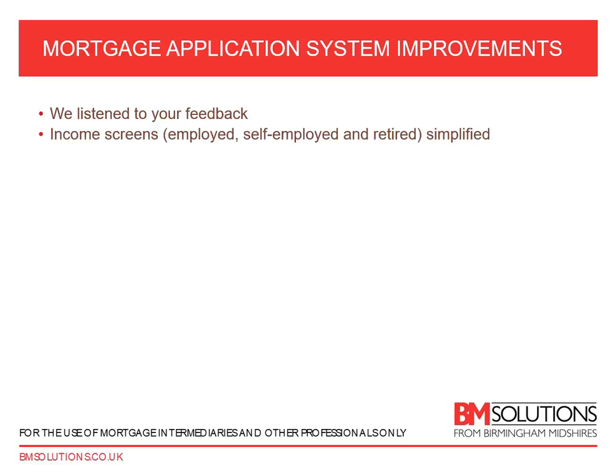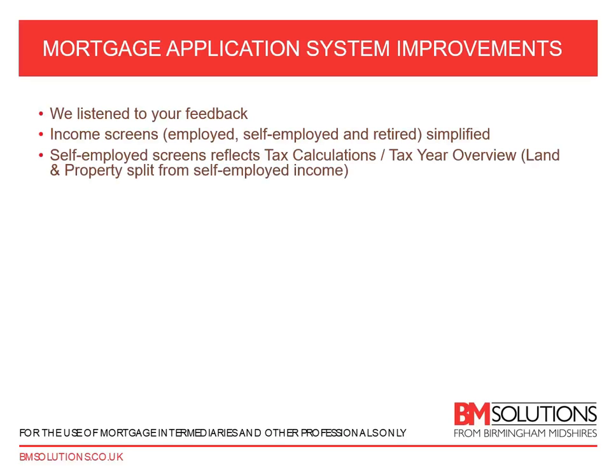So, like I said, we've made some changes. The changes have been to the income screens, so that's the employed, self-employed and retired. We've simplified them. The self-employed screens actually reflect how the tax calculations and tax year overview documents work. These are the documents which you should obtain from your customers prior to any submission of any buy-to-let application. We've also split out the profit from UK land and property, which was a big issue for some of the file checks which we had.